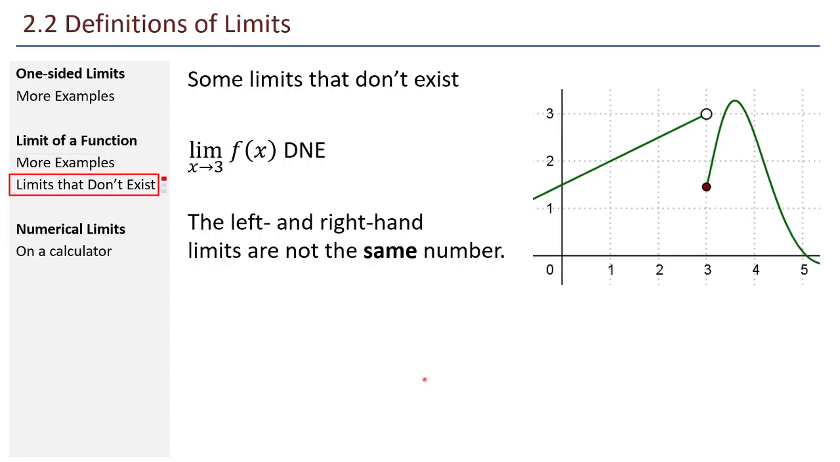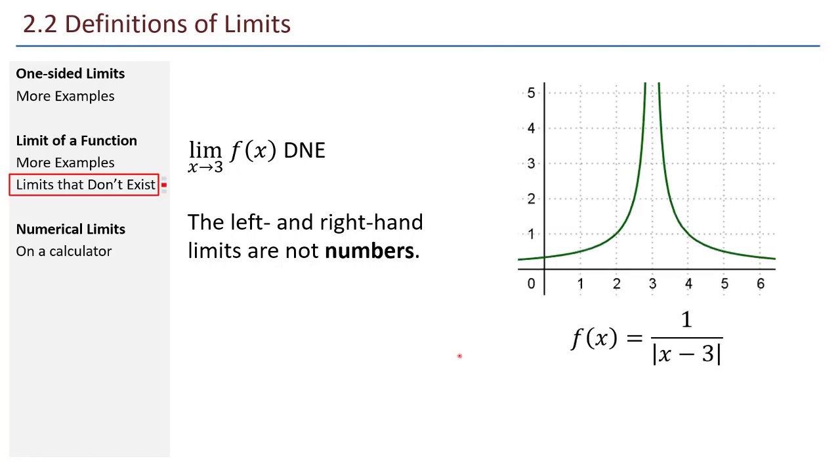Sometimes limits don't exist. So how about this? The limit as x goes to 3 of f of x. Well, this doesn't exist because the left and right-hand limits are not the same number. As I go from the left, the y values approach 3, and as I move in from the right, the y values approach about 1.5. 3 and 1.5 are different, so the regular limit as x approaches 3 does not exist.